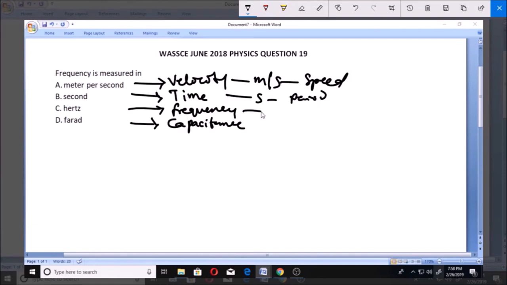Whenever you hear frequency, the unit is hertz. That is what you use as the unit for frequency. Farad is for capacitance of a capacitor. So the right answer is C, hertz. Hertz is what frequency is measured in. Thank you.